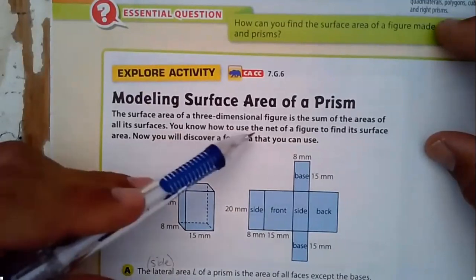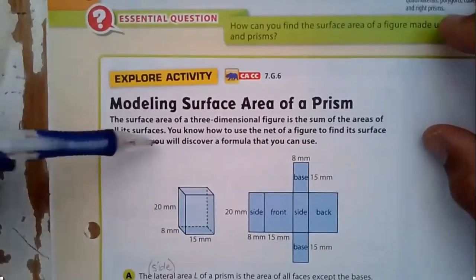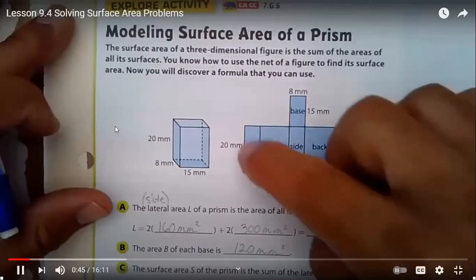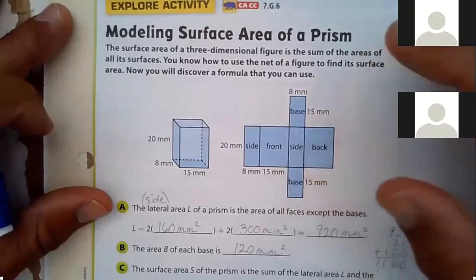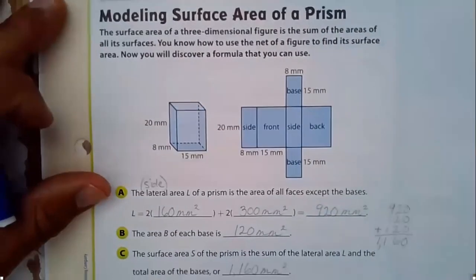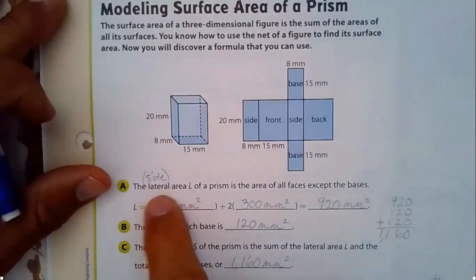You know how to use the net of the figure back in 6th grade to find the surface area. Now you will discover a formula that you can use. One approach is just to add up all of the surfaces that you see, and we're going to transfer this to a formula that you can use. So the lateral area, which is the side area.